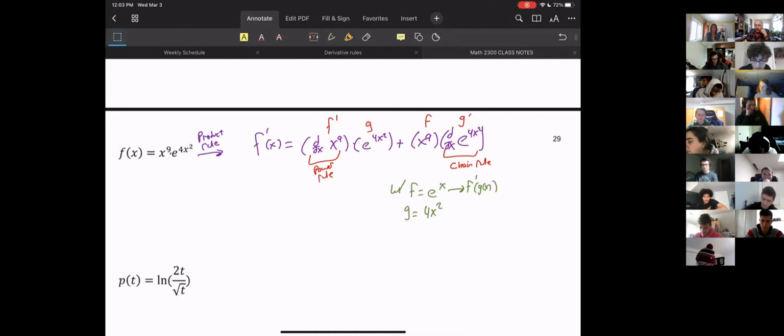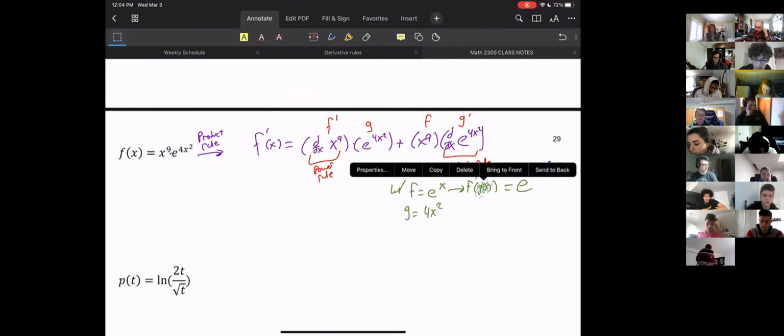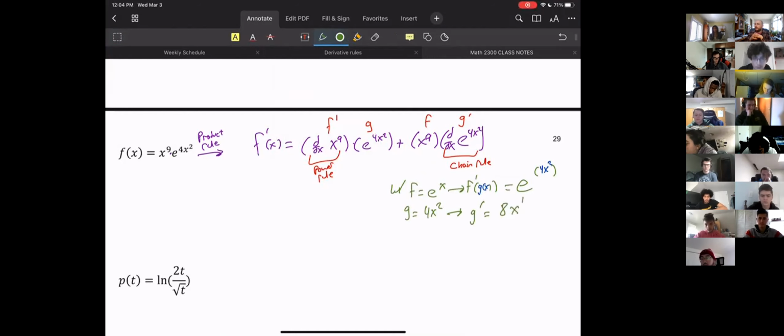Remember the way I'm trying to get us to think about this is you just do the derivative of f. So e to the x just stays the same. And then what are you doing with it? You're putting the g back in. So the 4x squared goes back in. So that's the one component. And then since you ignored the g part, that's where you'd take the derivative of g with the power rule to get 8x to the 1.